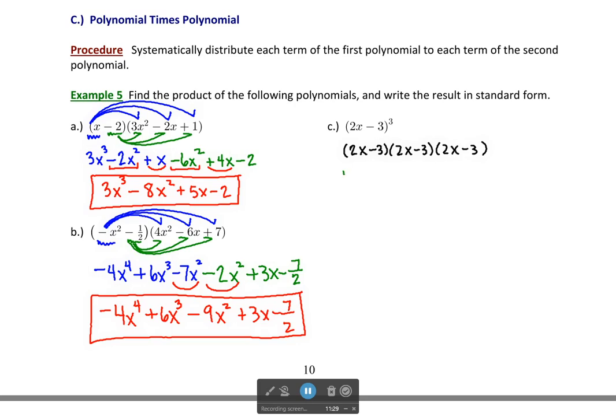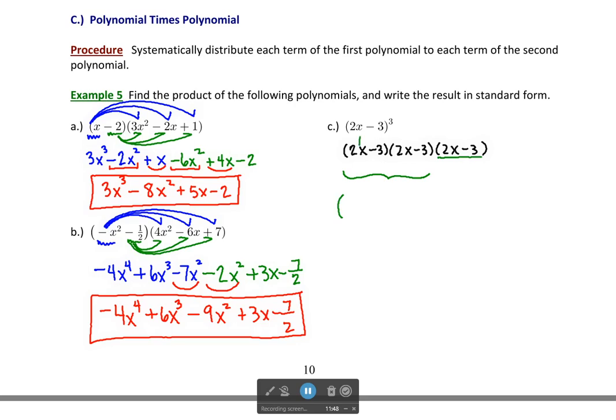Then we're going to take it little by little. I'm going to begin by multiplying those first two binomials together. And when we do that, we can use the FOIL process. Once I find that answer, I'm going to need to multiply it by this last binomial. So for now, I'm going to keep the result of this FOIL in parentheses.